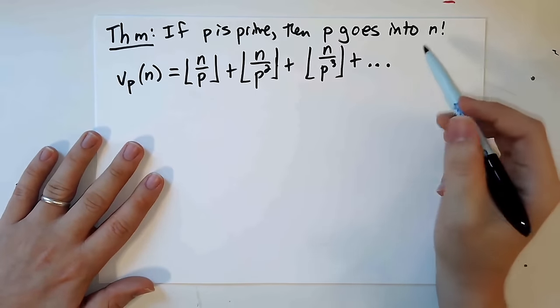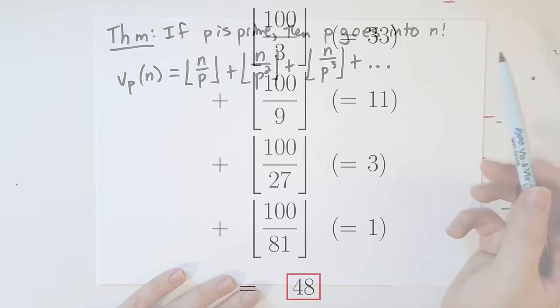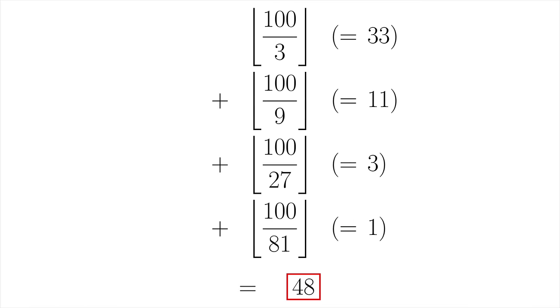Now, I'm going to write this as an infinite sum, which it kind of is, but just like in the case that we just did, it's an infinite sum, almost all of whose terms are zero. Because once I get to the point where p to the whatever power is bigger than n, then all the terms after that are zero.